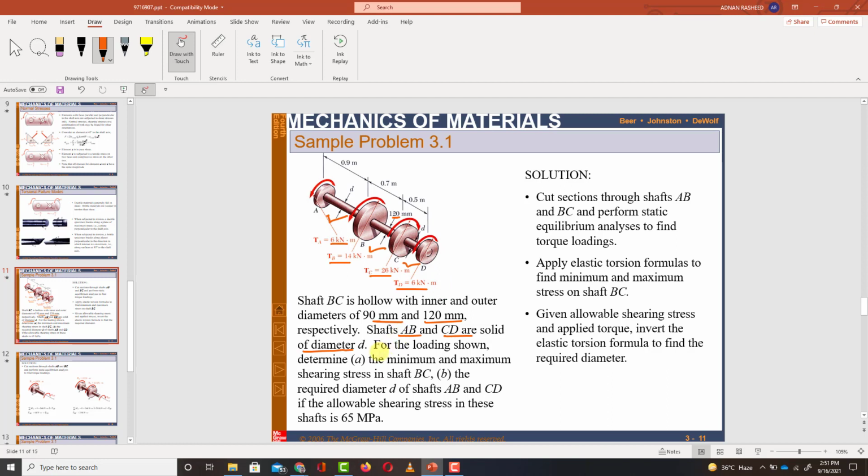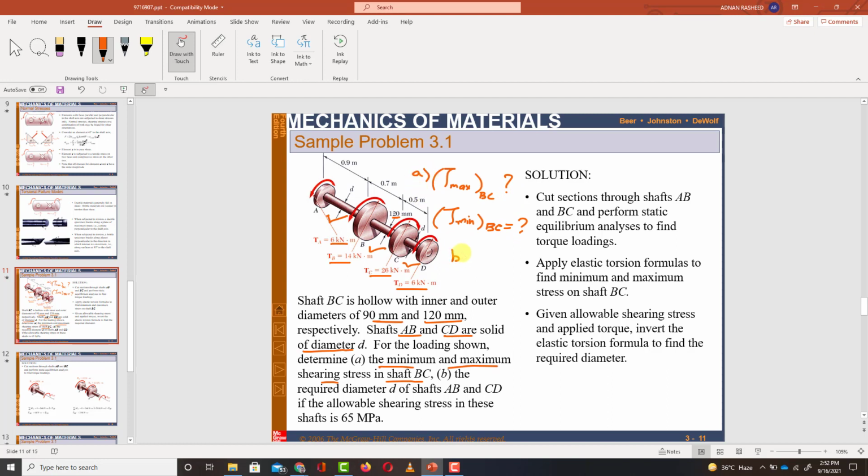So you have been asked to find the minimum and maximum shearing stress in shaft BC. So this is BC, that is the hollow shaft. So tau max in BC shaft and tau minimum in BC shaft. You have to find this. This is part A of the question.